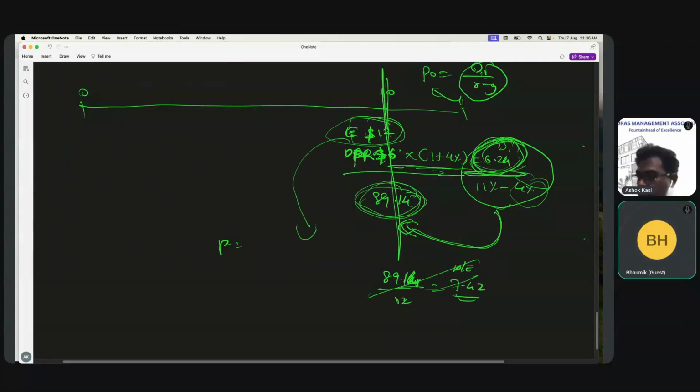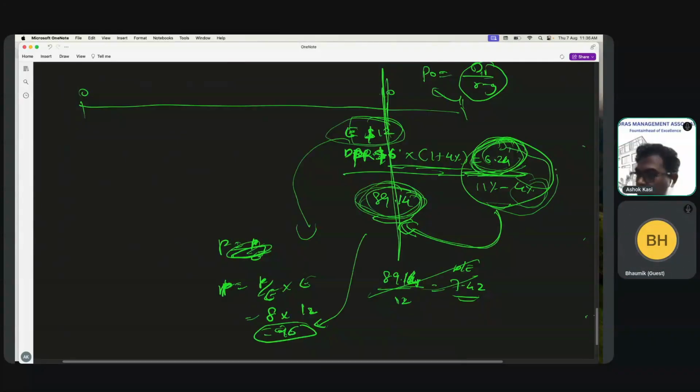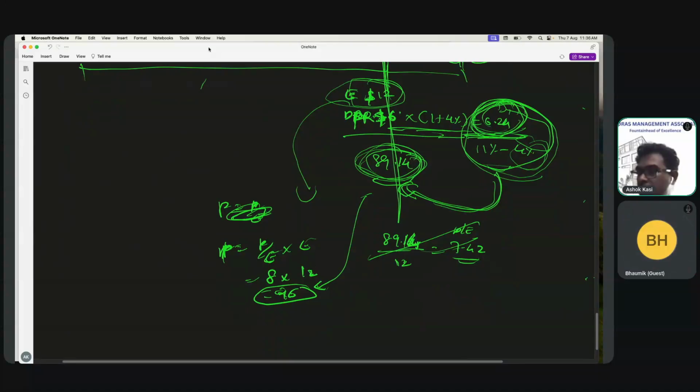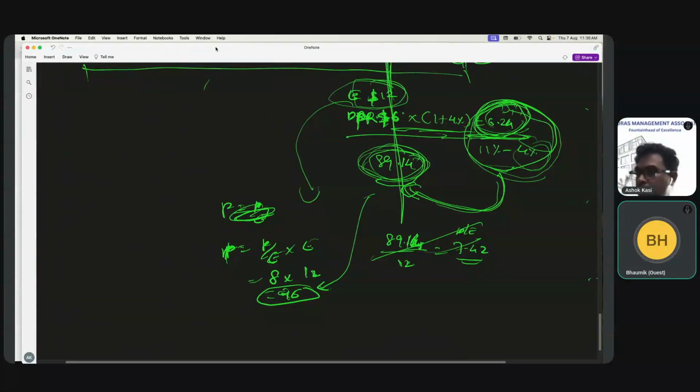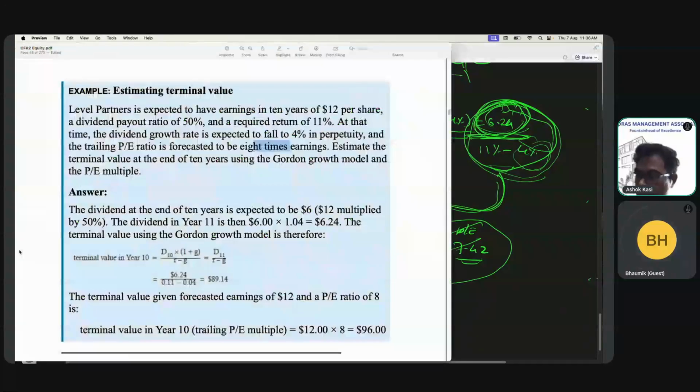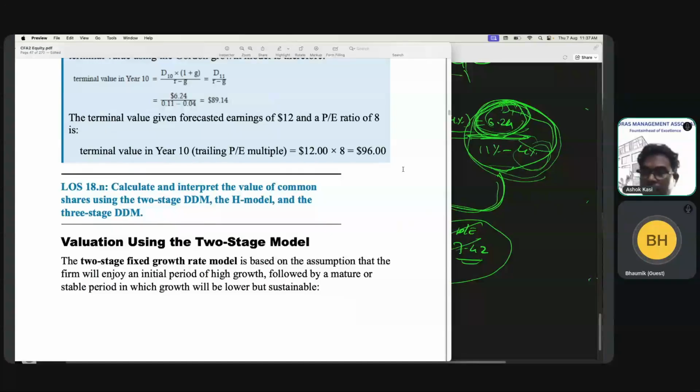As per this constant growth, the Gordon growth model, it should trade at 89.14. Now this is what I was telling you. Different methods give you different values, and which one is right? Nothing like that. It depends upon you. I might select this one, you might select the PE ratio. Got it. So terminal value is 96.